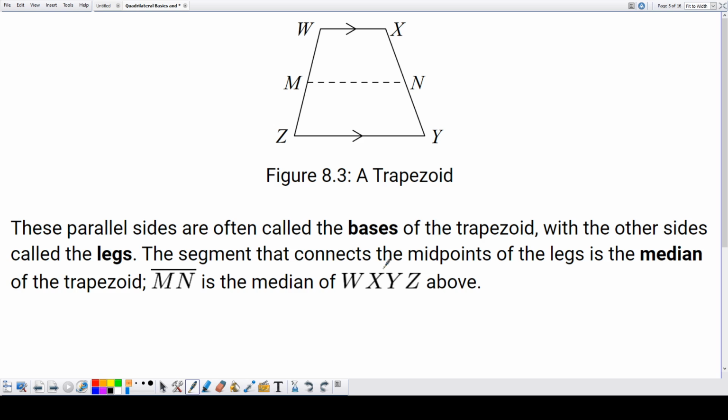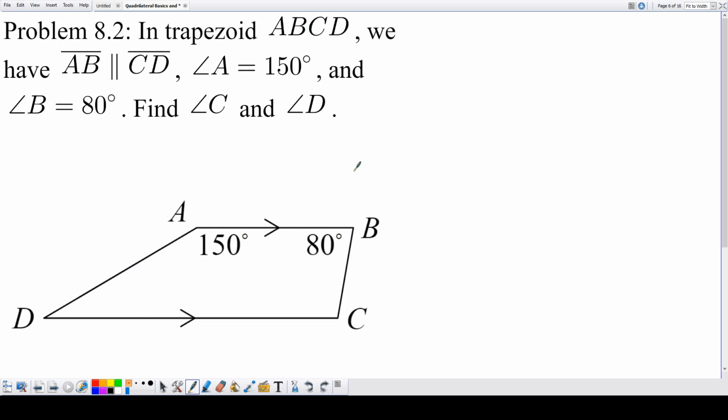The segment that connects the midpoints of the legs is called the median. So MN is the median of our trapezoid, which means that M is the midpoint of WZ, and N is the midpoint of XY. I wonder if that has any relation to the median we just learned about in triangles. We'll see. Well, let's look at our first type of problem, 8.2.